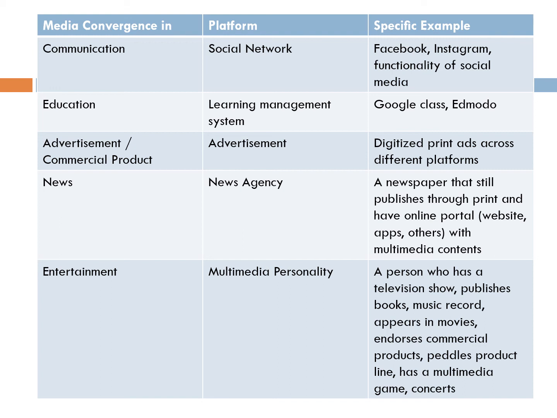In news, we can have media convergence through a news agency, wherein a newspaper that still publishes through print and have an online portal, like website, or others with multimedia contents. And in entertainment, we have a multimedia personality. This is a person who has a television show, who publishes a book, a music record, appears in movies, endorses commercial products, or peddles product line, and has a multimedia game, or does concerts.